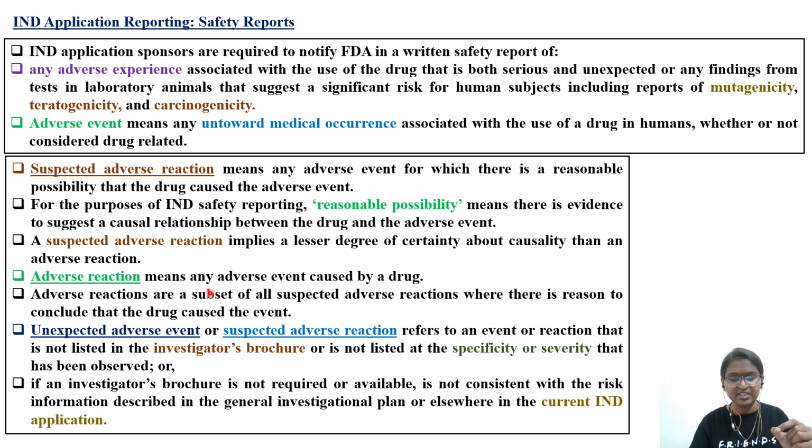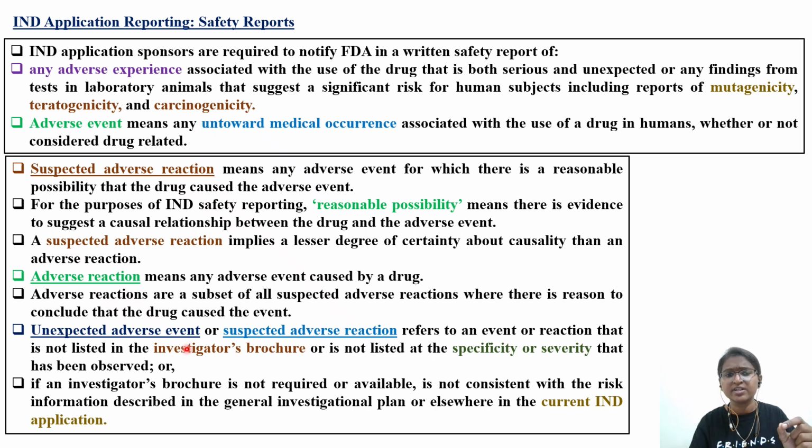Adverse reaction means any adverse event caused by the drug. Okay, first was adverse event. It might be associated with the drug or it is not associated with the drug. Here, adverse reaction is an adverse event which is caused by the drug. Adverse reactions are a subset of suspected adverse reactions. In this one type, there is a reason to conclude that the drug causes the event. Drug is responsible for causing this particular adverse reaction.